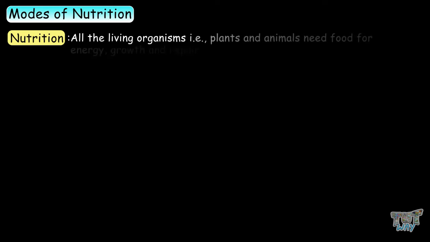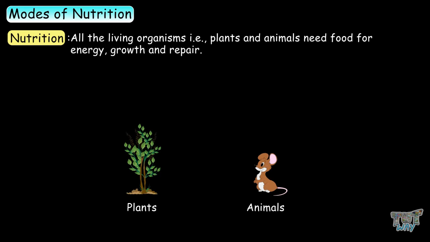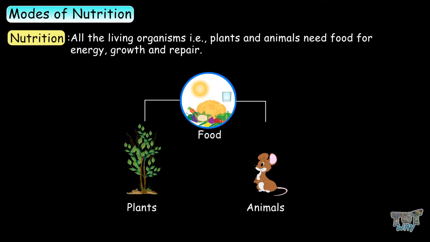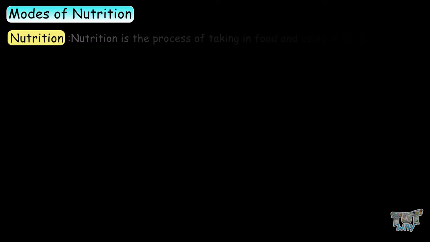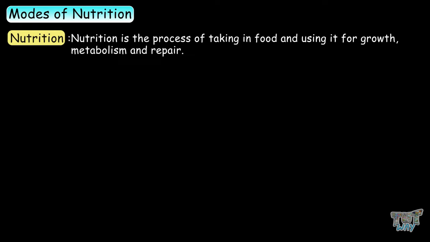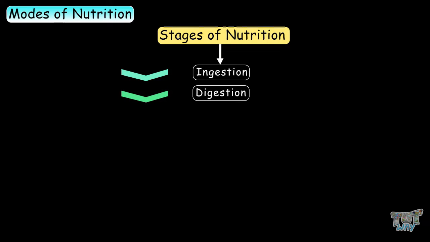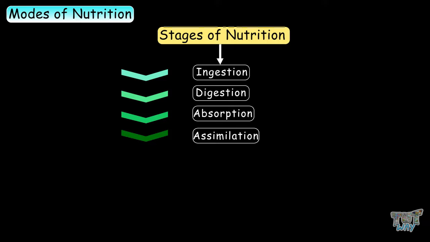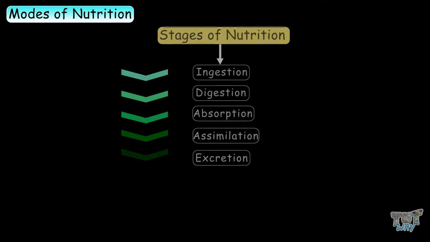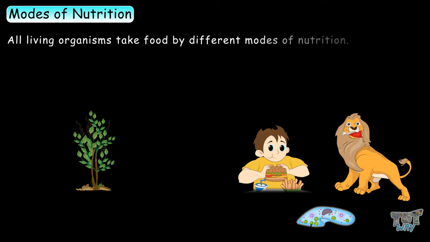All the living organisms, as in plants and animals, need food for energy, growth, and repair. Nutrition is the process of taking in food and using it for growth, metabolism, and repair. There are different stages of nutrition: ingestion, digestion, absorption, assimilation, and excretion. All animals take food by different modes of nutrition.